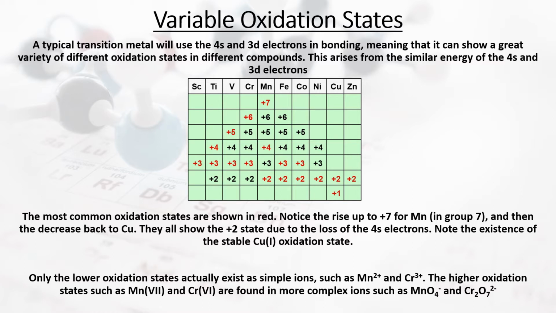Now they all show this +2 oxidation state because, remember, we talked about when we ionize our transition metals to make transition metal ions that it is the 4s electrons that are lost first. And so because they lose these 4s electrons very easily, they all show the +2 state. Also note that the only one that shows a stable +1 state is copper. So copper normally exists either as copper 1 or copper 2.